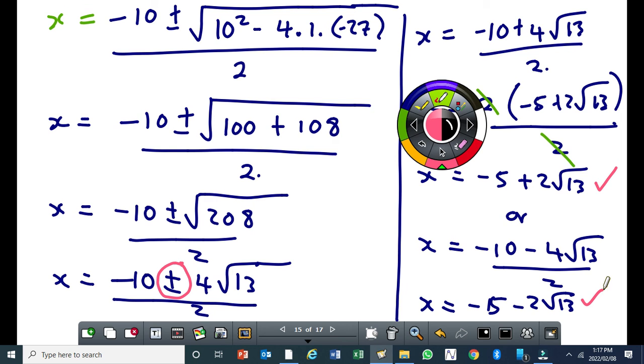Any question? Yes. Is our investigation just going to be on the discriminant and stuff? Yeah. Nature of roots is all about the discriminant.